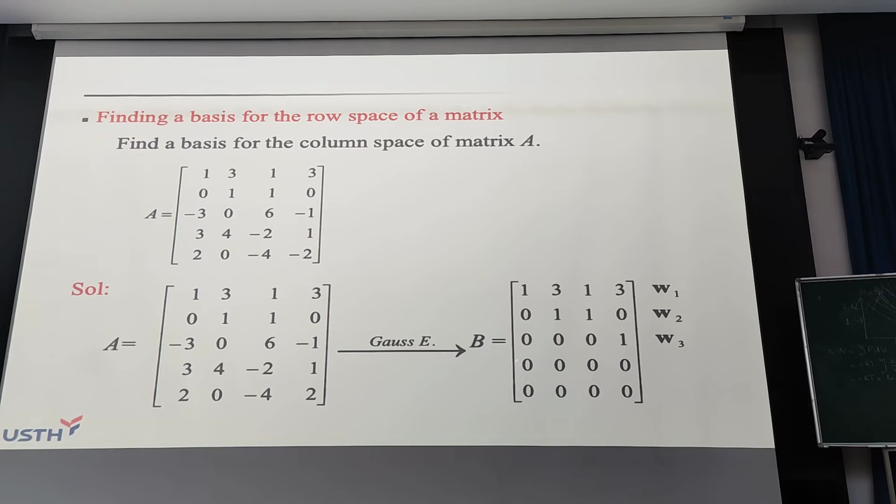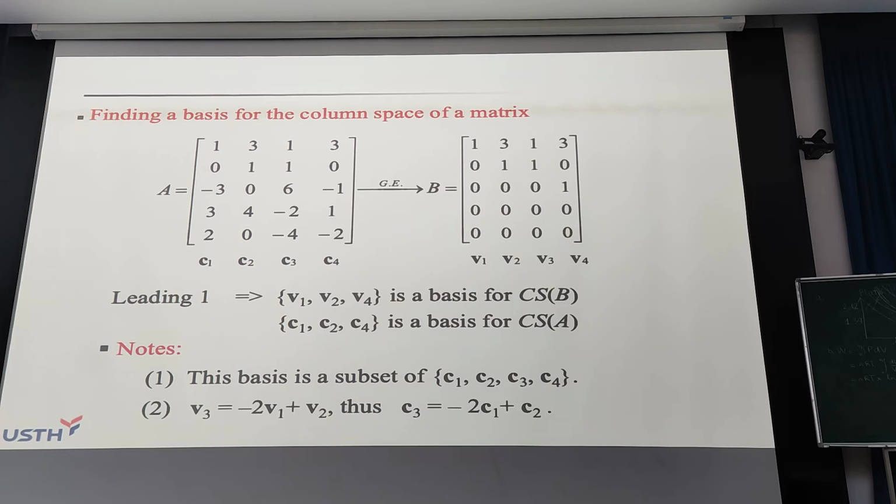Now B here is already in the row echelon form, and it consists of 3 non-zero rows W1, W2, and W3. And those vectors W1, W2, W3 will be a basis for the row space of A. And we can do it for the column space.